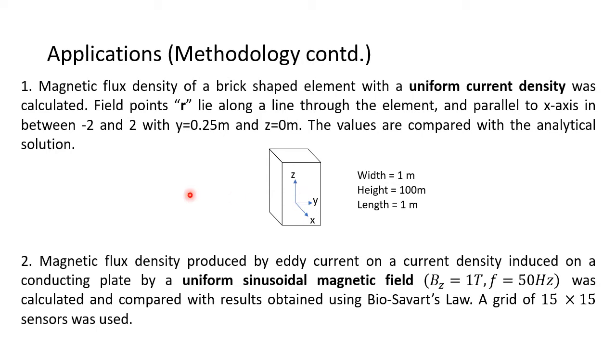In the second case, magnetic flux density produced by an eddy current, on a current density induced by a sinusoidal magnetic field, was considered. The sensors were placed on the nodes of a 15 by 15 grid, and the GPU computed results were compared with the results obtained using Biot-Savart's law. The uniform sinusoidal magnetic field used had an amplitude of 1 Tesla and a frequency of 50 Hz.